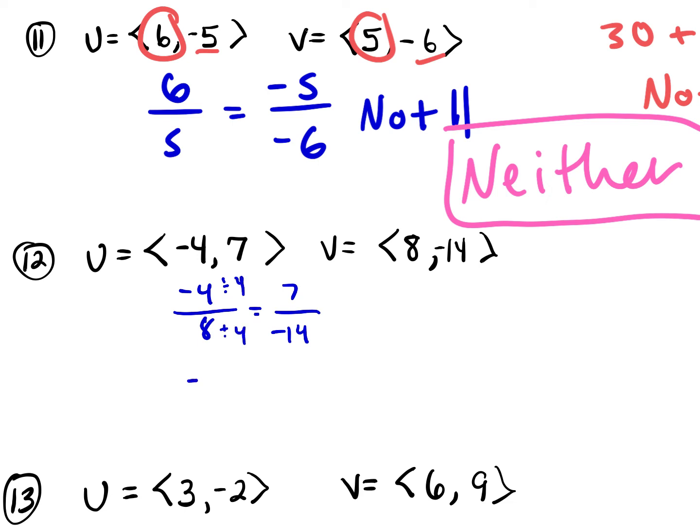So this would be negative 1 over 2. I can divide both of the numbers in the second fraction by 7. So it'll be 1 over negative 2. Are these the same proportion? Yes. It doesn't matter if your negative's on the top or on the bottom. I have a negative in both of them. So it's negative 1/2 is equal to negative 1/2. So these are parallel.